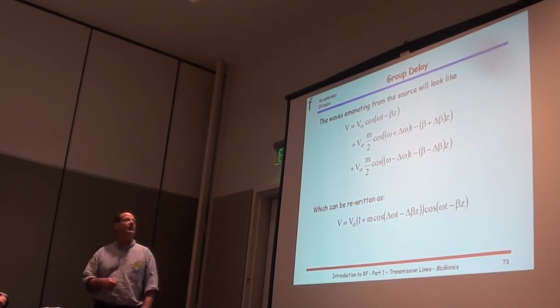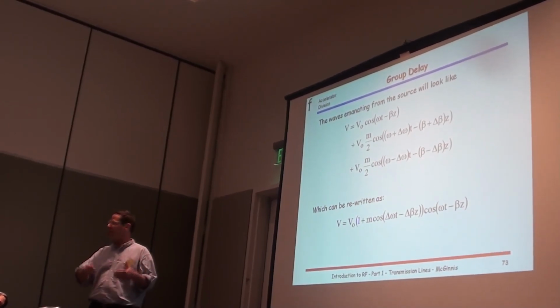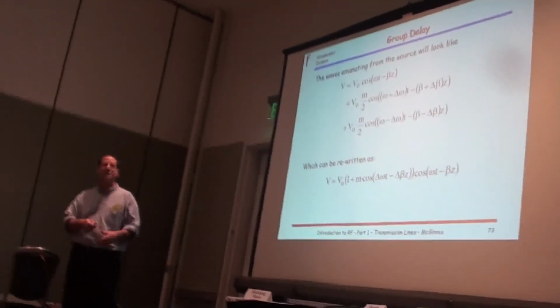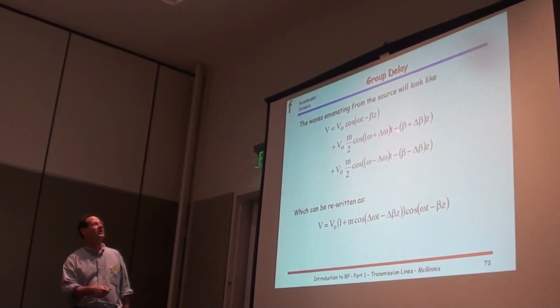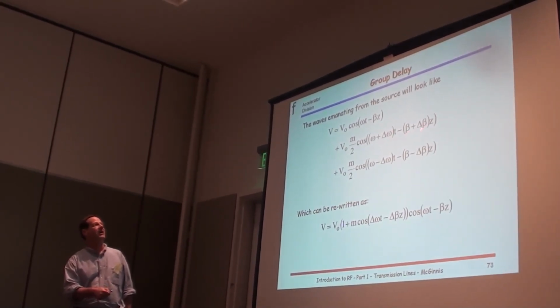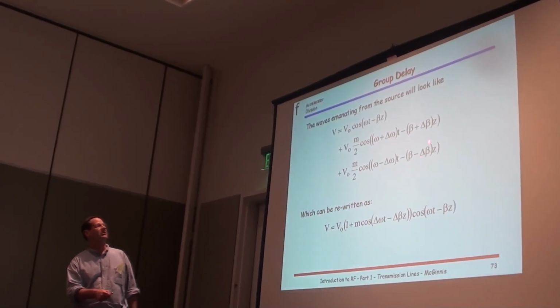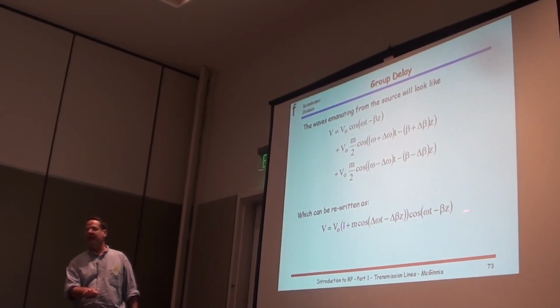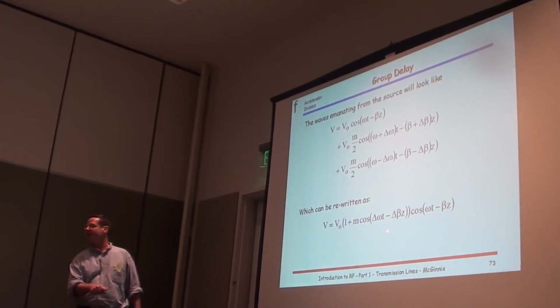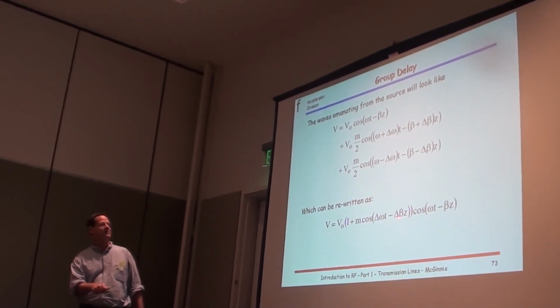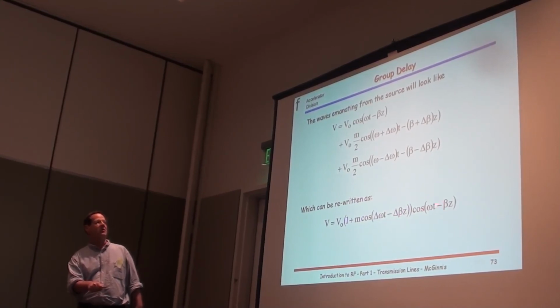They're going to travel at the velocity of light, or at whatever velocity they leave the source at. So this one here is beta z, this one is beta plus delta beta, and this is beta minus delta beta. Then I can rewrite this whole thing, and it looks like this. So the modulation is how the wave translates. This is delta omega t minus delta beta z, and this is cosine omega t minus beta z.